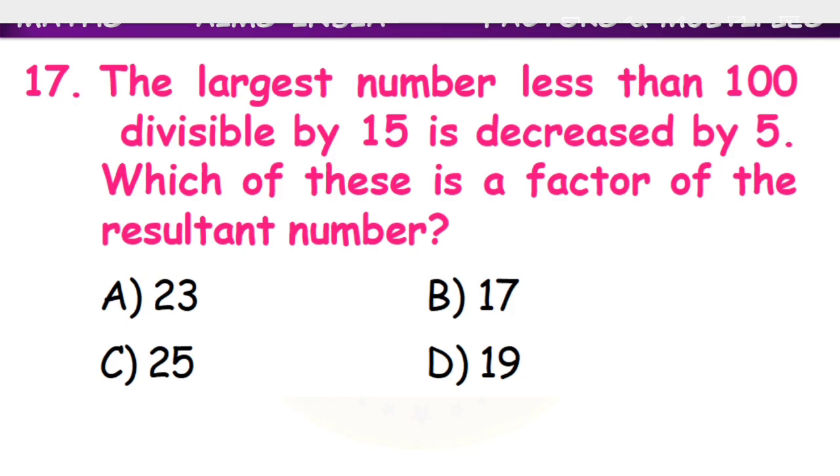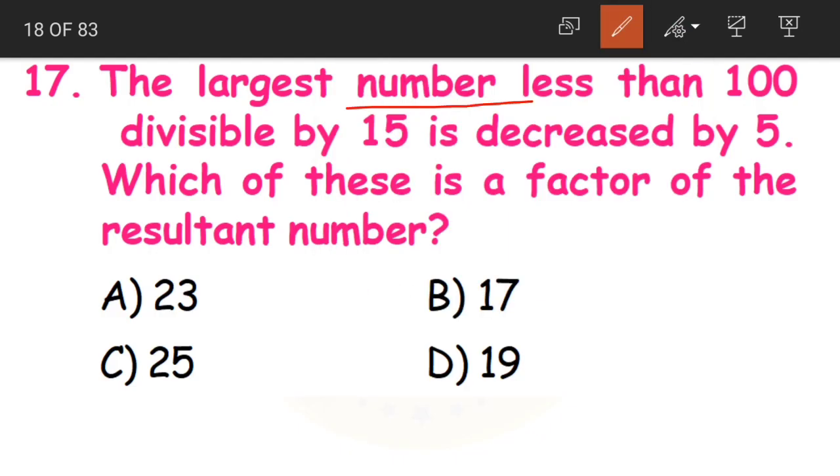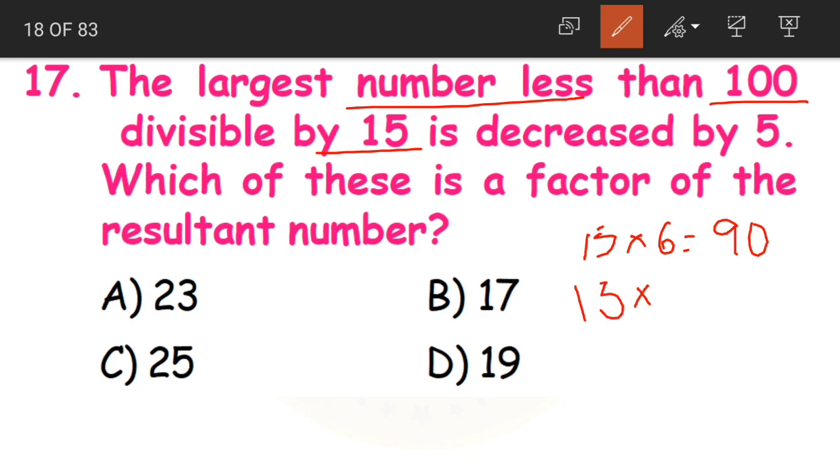Next question. The largest number less than 100 divisible by 15 is decreased by 5. Which of these is a factor of the resultant number? Now what are they saying? The largest number less than 100 divisible by 15. If you look at the 15th table, we have 15 6s are 90 and then 15 7s are, sorry, 105. Yes or no? Yes. So here the largest number less than 100 divisible by 15 becomes 90.